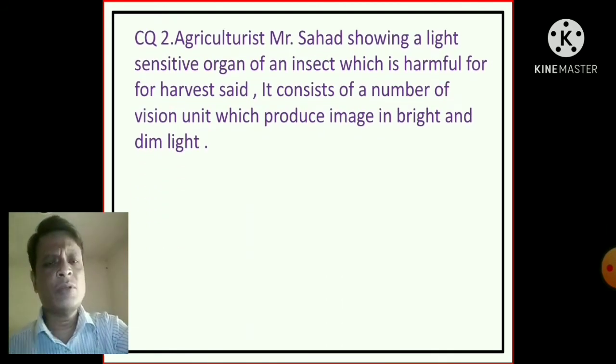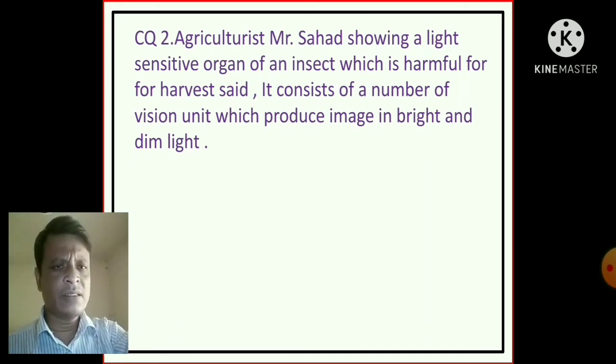Now let's discuss our second creative question. Let's see the stem first of all. Agriculturist Mr. Sahad, showing a light-sensitive organ of an insect which is harmful for the harvest, said it consists of a number of vision units which produce images in bright and dim light.